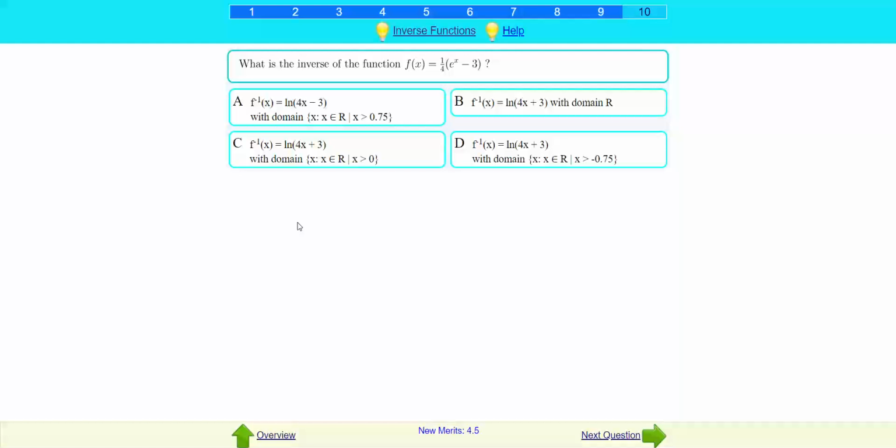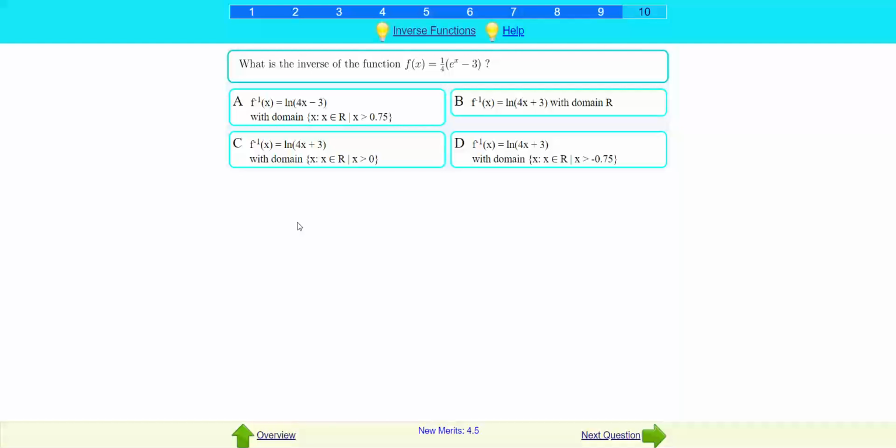Now, the final question. So y equals a quarter of e to the power of x minus 3. So now let's solve for this. Let's get rid of the quarter. So 4y equals e^x minus 3. So 4y plus 3 would equal e to the power of x. And now to get rid of the x, we do the inverse.